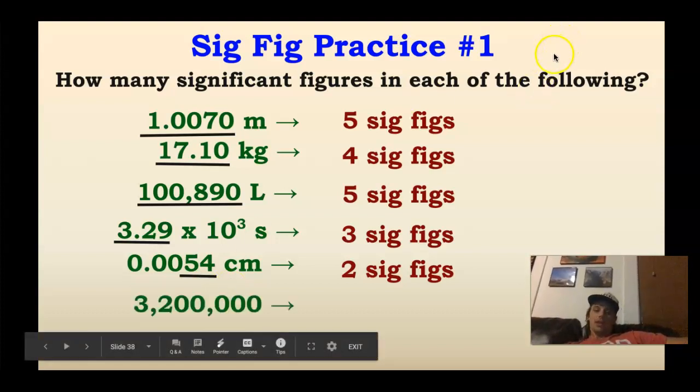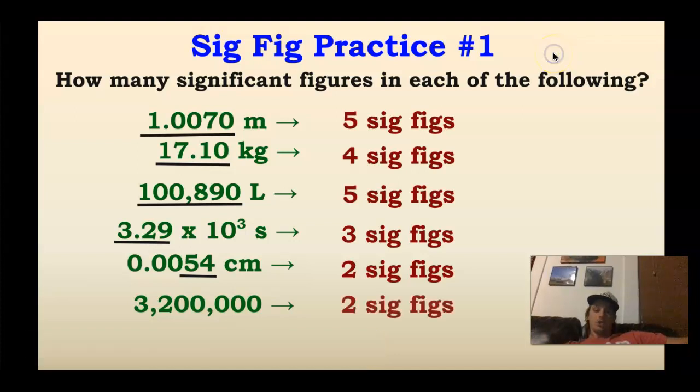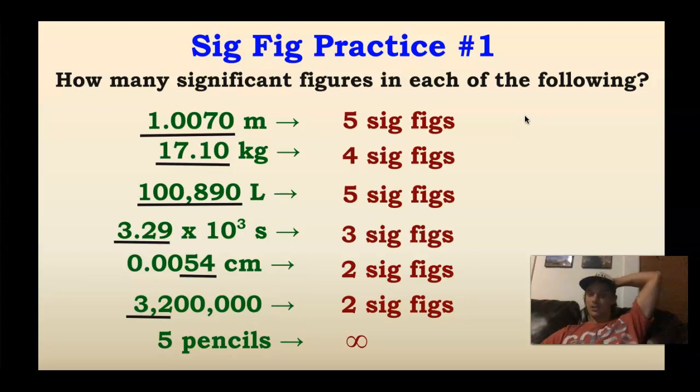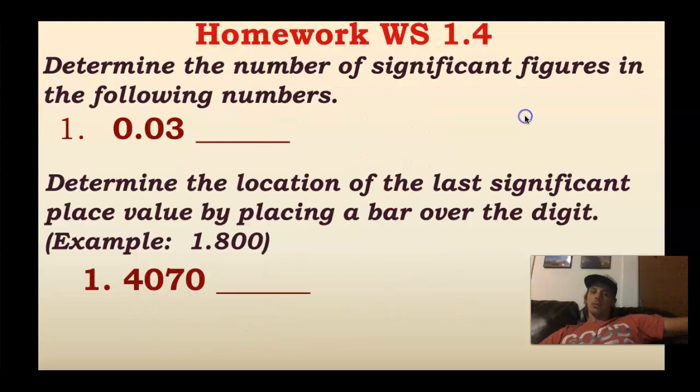Next one. How many sig figs? 2. Trailing zeros are not significant unless there is a decimal. 5 pencils. Now, I included pencils here to help you understand I can count 5 pencils. It's not really a measurement. So that would be an example of an infinite or exact number. Okay? You're not going to come across a lot of those in chemistry. If you do, I will communicate those clearly. But if you do, hopefully you remember they have an infinite number of sig figs.